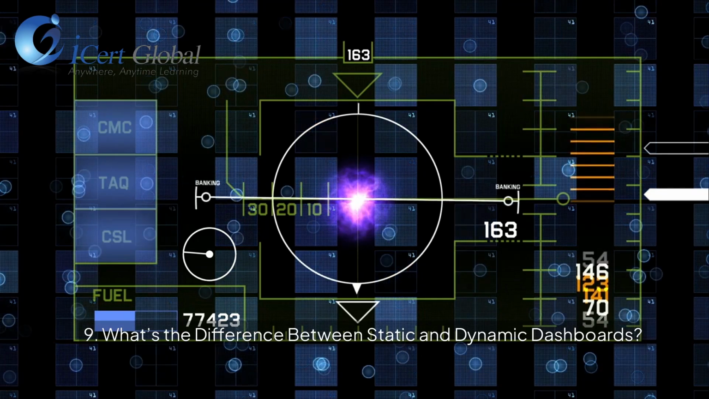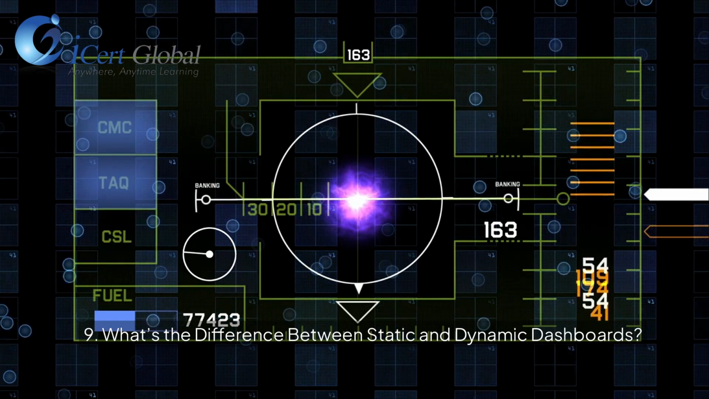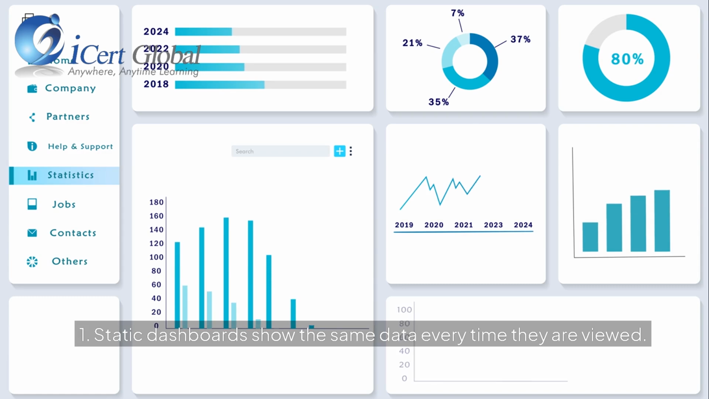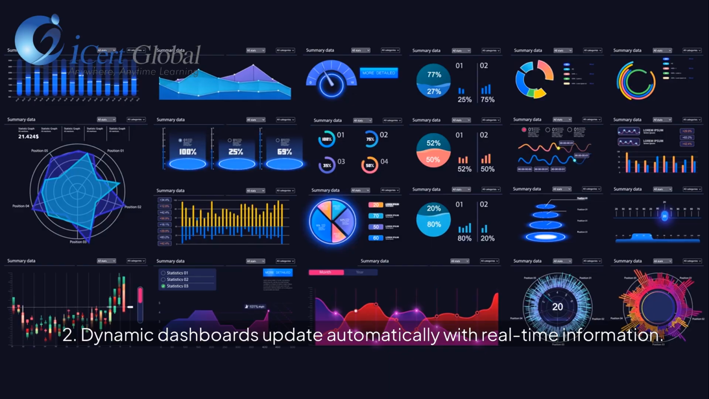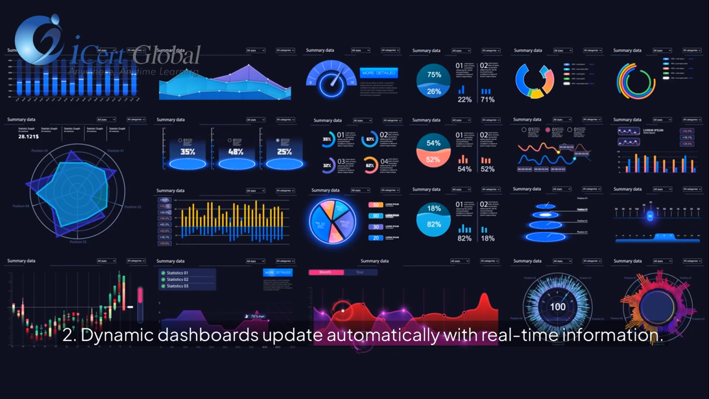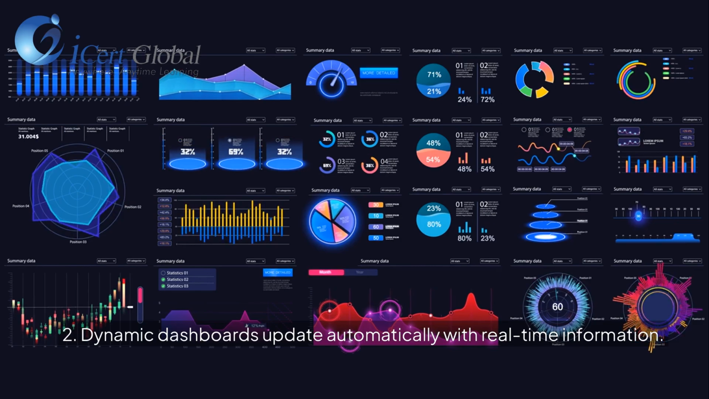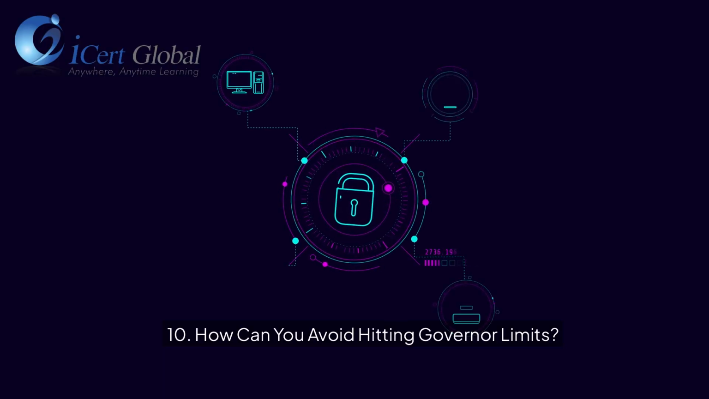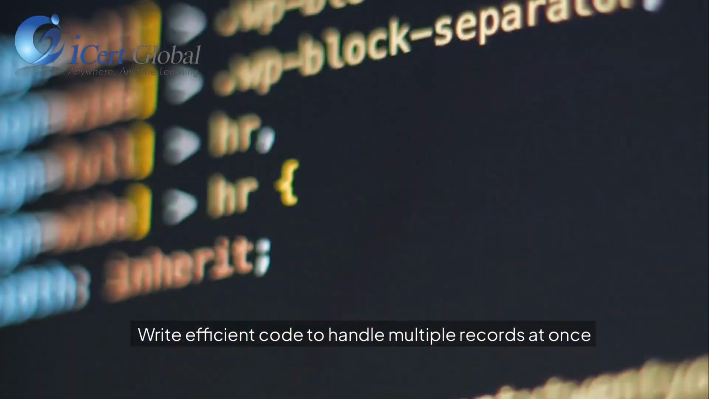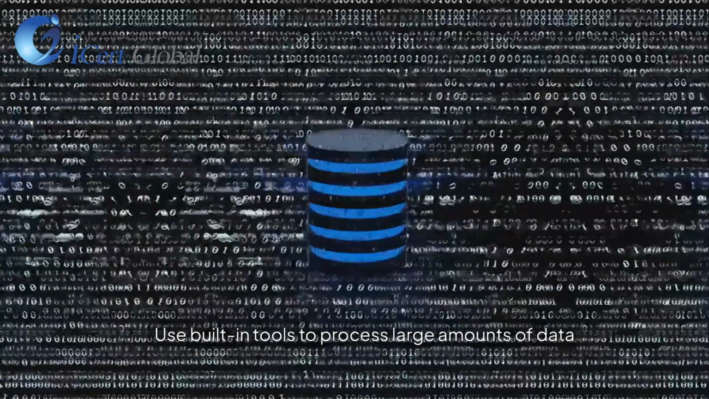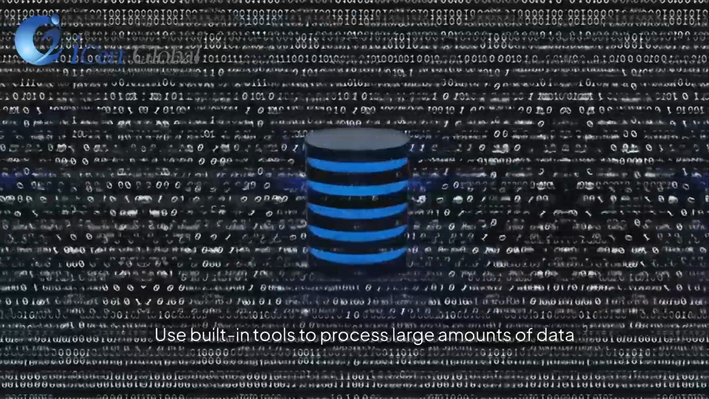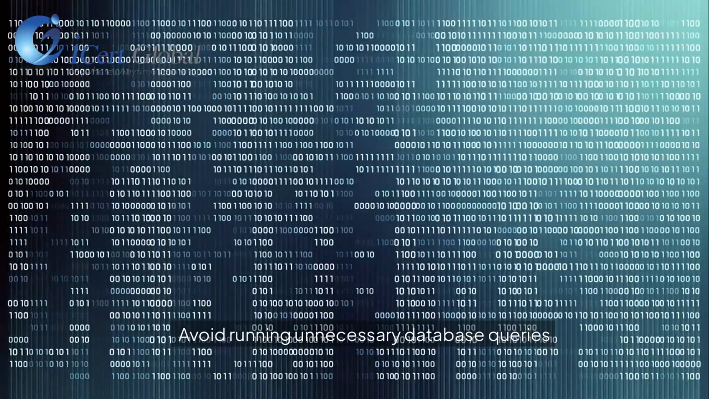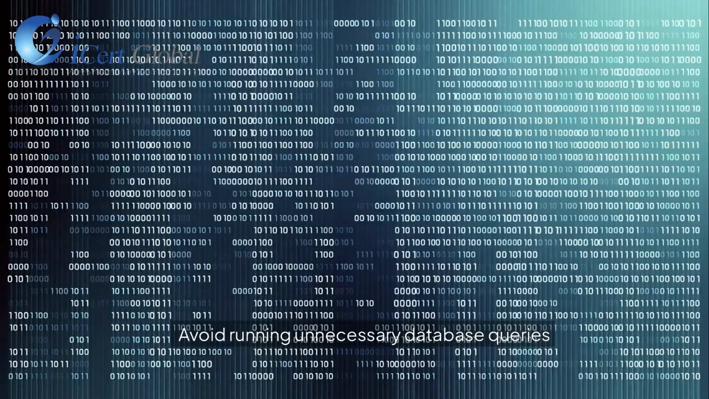9. What's the difference between static and dynamic dashboards? 1. Static dashboards show the same data every time they are viewed. 2. Dynamic dashboards update automatically with real-time information. 10. How can you avoid hitting governor limits? Write efficient code to handle multiple records at once. Use built-in tools to process large amounts of data. Avoid running unnecessary database queries.